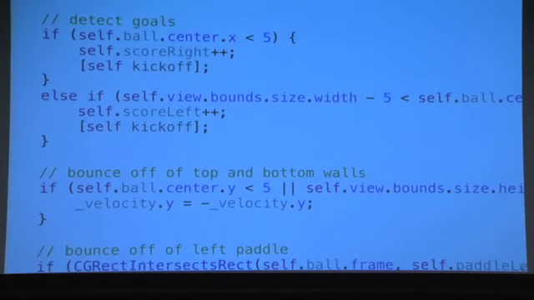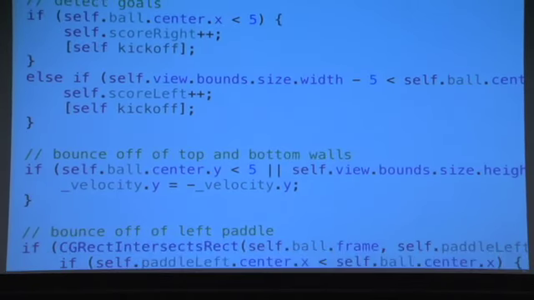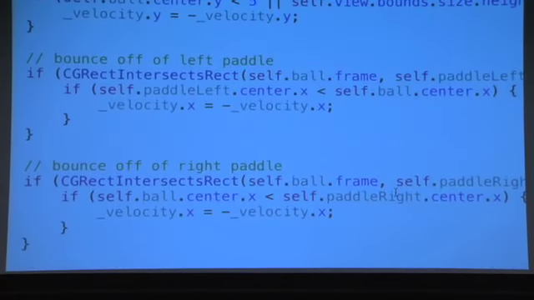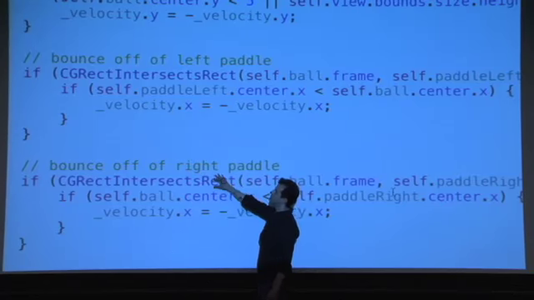Now I still have the identical code from before, bounce off the top and the bottom walls as before. Now it got a little interesting with the paddles. So I didn't implement the left paddle before, but it's pretty much a copy and paste of the right. This code we already wrote together. Bounce off of the right paddle.